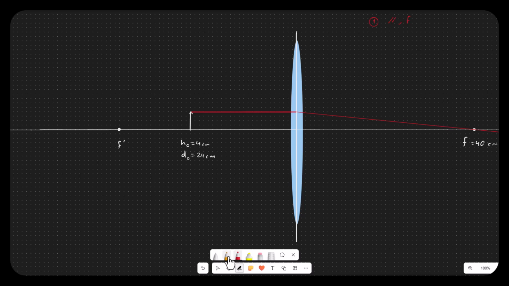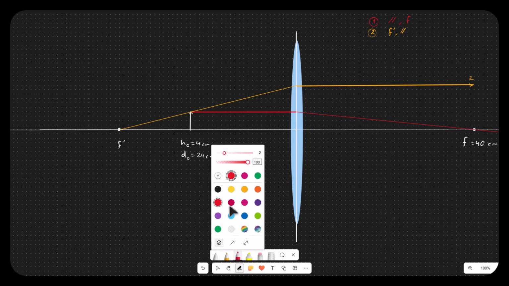Ray 1. Ray 2 is going to go through F prime and then parallel. F prime's back here, so that's going to be interesting. But I can go through here to my lens and then leave on a parallel track. There's Ray 2. Problem. Ray 1 and Ray 2 are not going to cross each other.